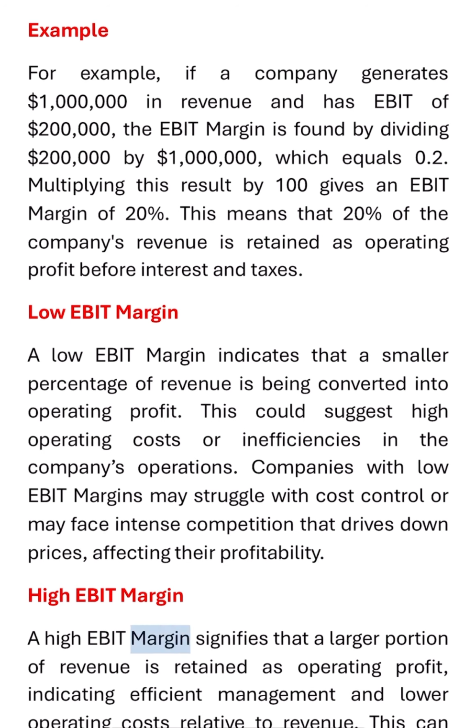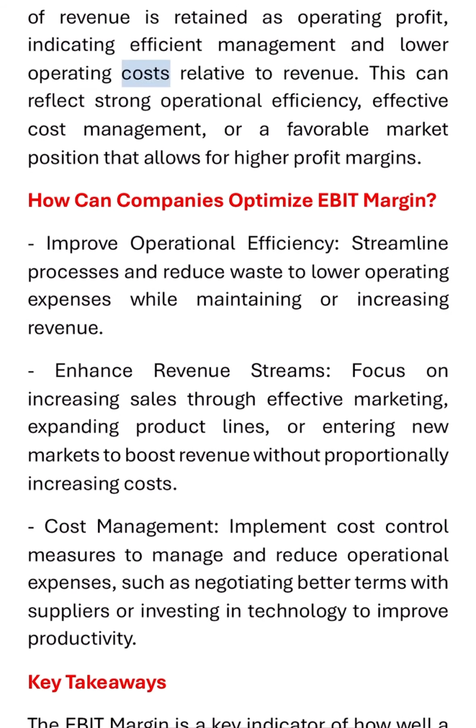High EBIT margin. A high EBIT margin signifies that a larger portion of revenue is retained as operating profit, indicating efficient management and lower operating costs relative to revenue. This can reflect strong operational efficiency, effective cost management, or a favorable market position that allows for higher profit margins.